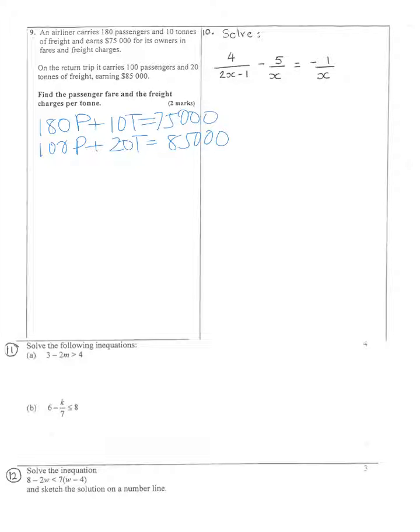Alright, so elimination or substitution wouldn't be a problem here. Substitution, you would just isolate the 10t first, and 10t is easy to put into 20t, it's just double. Or you can just divide by 10, which is easy because everything's got zeros in it. But we're going to do elimination, and we're going to times this one by 2 to make 20t. So we get 360p plus 20t equals 150,000.